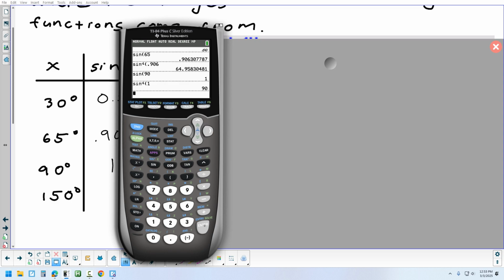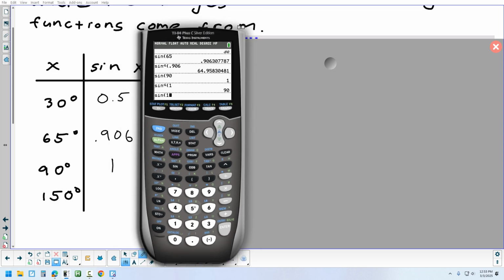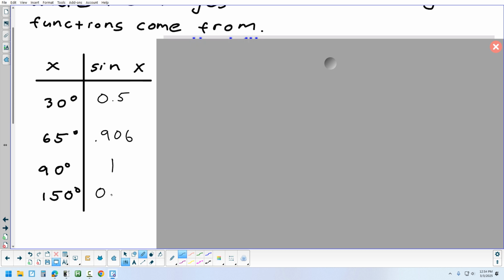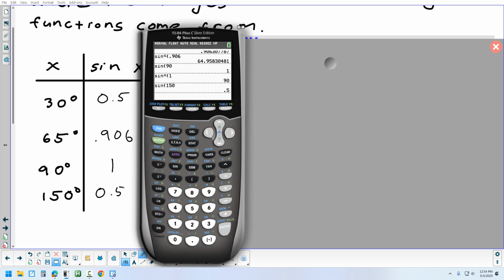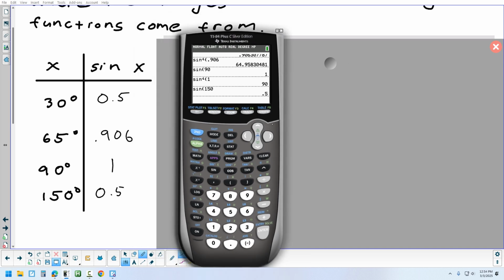Okay, and now let's do 150. Sine of 150. 0.5. So if I do the inverse sine of 0.5, what am I going to get back? Hopefully 150. Wait, but 30 is also the same. We already did this. We already did the inverse sine of 0.5. What did it give us back? 30. It gave us back 30.